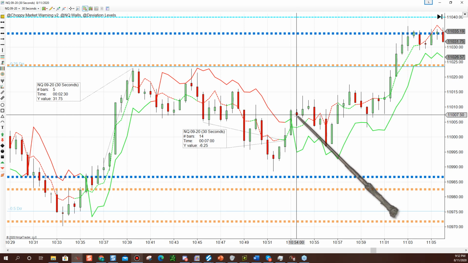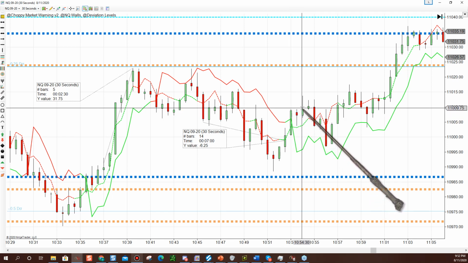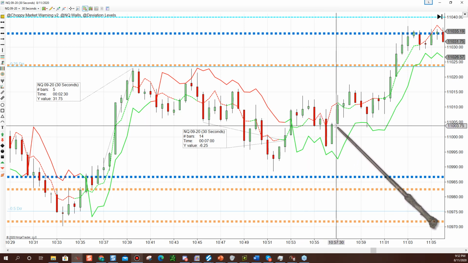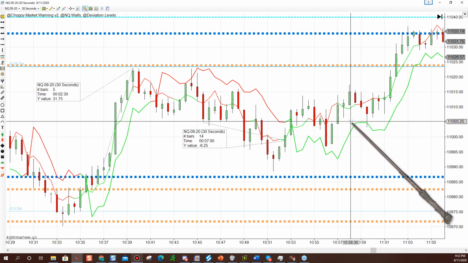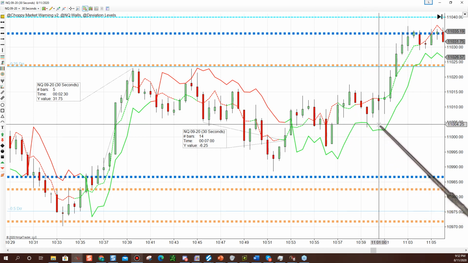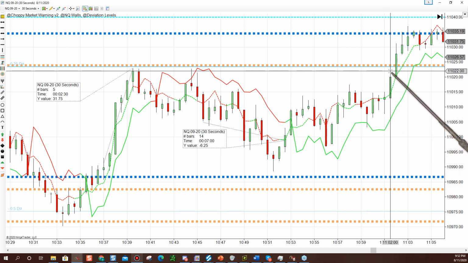All right, and then we get early angle up, but no entry, no entry, no entry. We literally don't even get an entry until here. Do we take that trade? Nope.